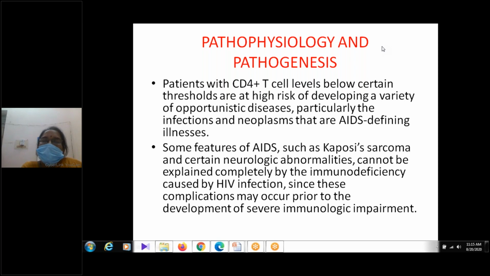Patients with CD4 T cells below a certain threshold are at high risk for developing a variety of opportunistic diseases, particularly infections and neoplasms that are AIDS-defining illnesses. Some features of AIDS, such as Kaposi sarcoma and certain neurological abnormalities, cannot be explained completely by the immunodeficiency caused by HIV infection, since these complications may occur prior to the development of severe immunological impairment.